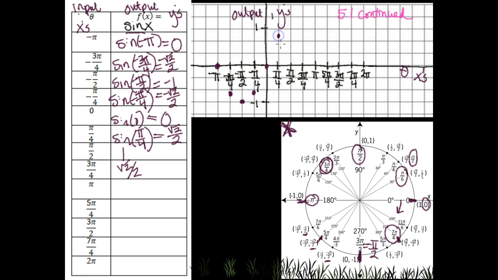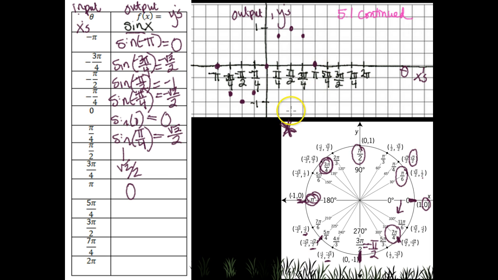That's back up here. Sine of pi over 2 is 1, and the sine of 3 pi over 4 is root 2 over 2 again. Sine of pi. Now looking back here, what's the y value? The y value is 0. That makes sense. That lands us back down here.